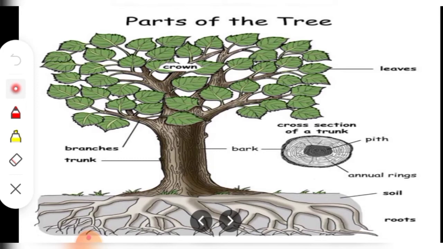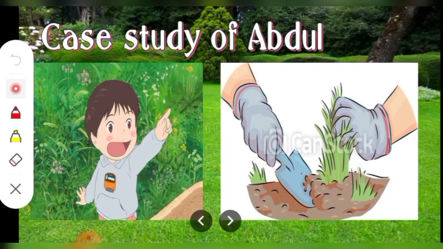There are many parts in a tree, like branches, trunk, leaves, bark, annual rings, soil, and roots. So in this chapter we are going to discuss roots, which are a very crucial part of a tree. Now, first of all, let us see one case study of Abdul.